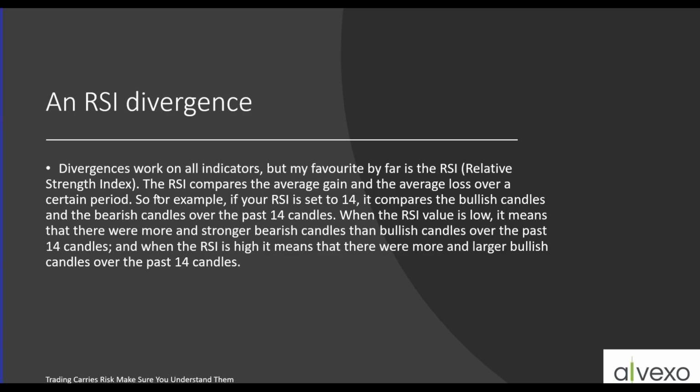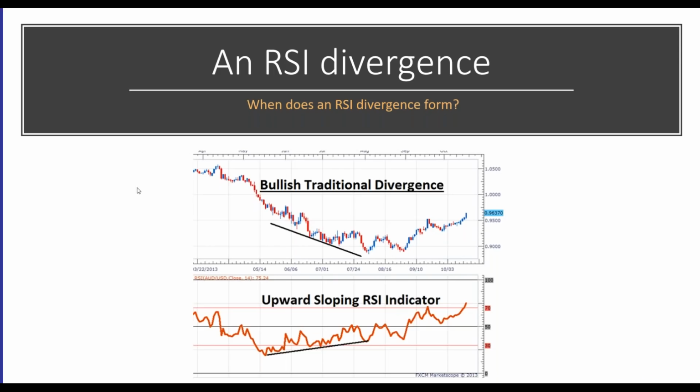The RSI compares the average gain and average losses over a certain period. So, for example, if your RSI is set to 14, it compares the bullish candles and the bearish candles over the last 14 candles. When the RSI value is low, it means that there were more and stronger bearish candles than bullish candles over the past 14 candles. And when the RSI is high, it means that there were more and larger bullish candles over the last 14 periods. So RSI is placed on the bottom of our chart, and we can see divergence exactly the same.